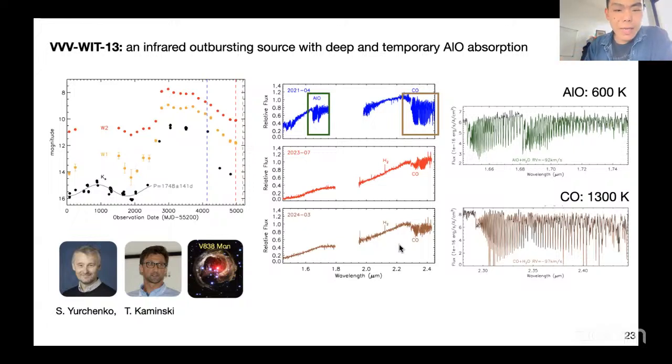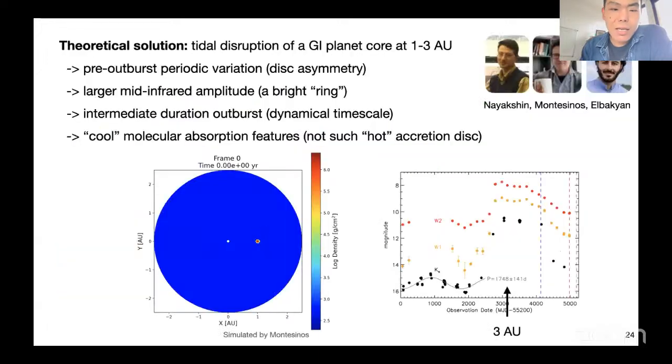So how do we explain this event? We are building a theoretical team here, including Professor Sergei Nayakshin, Matthias Montesinos, and Vardan Elbakian. Our theoretical solution is that we are looking at a tidal disruption of a gravitational instability formed planet core at 1-3 AU. This 3 AU is estimated from the period of the pre-outburst, around 1700 days.